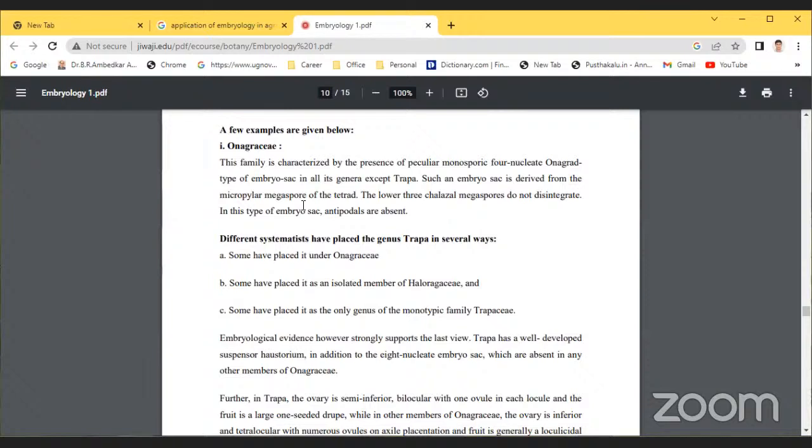So here, in addition, the following characters mark out this family: occurrence of pollen grains in pairs, anatropous, bitegmic, and nucleate ovules, bisporic embryo sac development, absence of antipodals, absence of triple fusion, absence of endosperm, Solanad type of embryogeny, and presence of prominent suspensor haustoria.